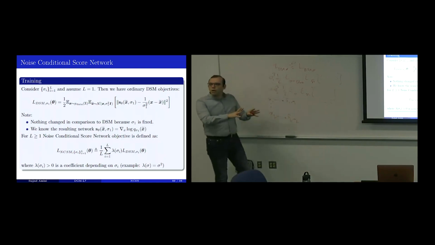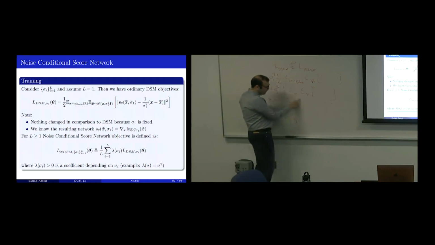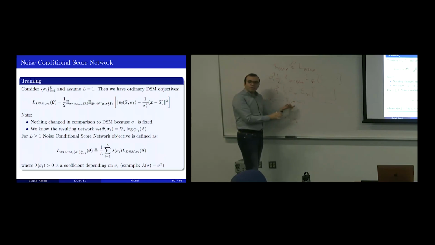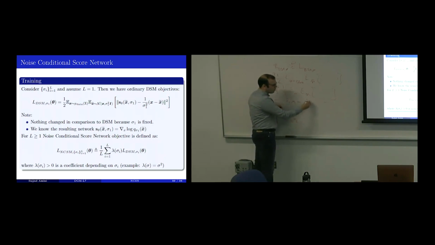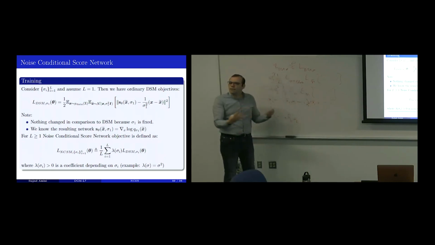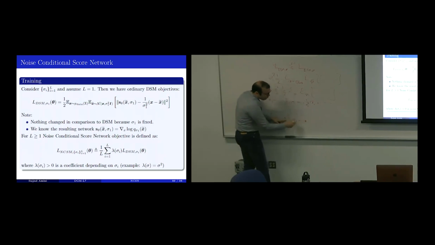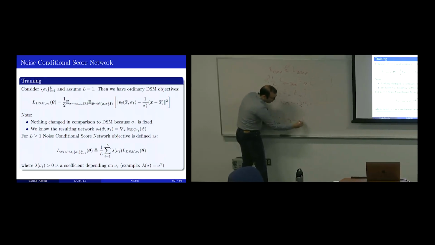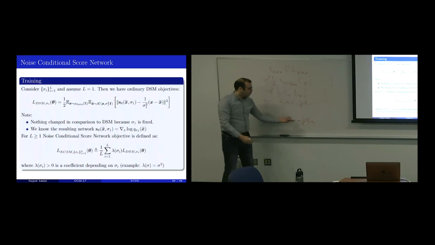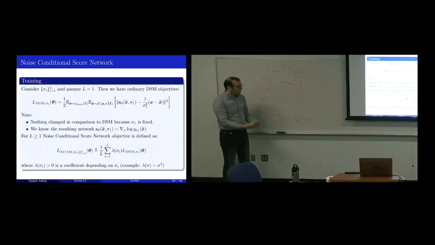Then you input this to your model, and the model, when accepting this one, should output what? What is the output of an ideal model for this input? 1 over sigma 1 to the power of 2 times x1 tilde minus x1. You train this model. The input, the output. You can easily train it. And also at the end, for this input, you should output 1 over sigma L to the power of 2 times xL tilde minus xL. Input, output. You can easily backpropagate it.